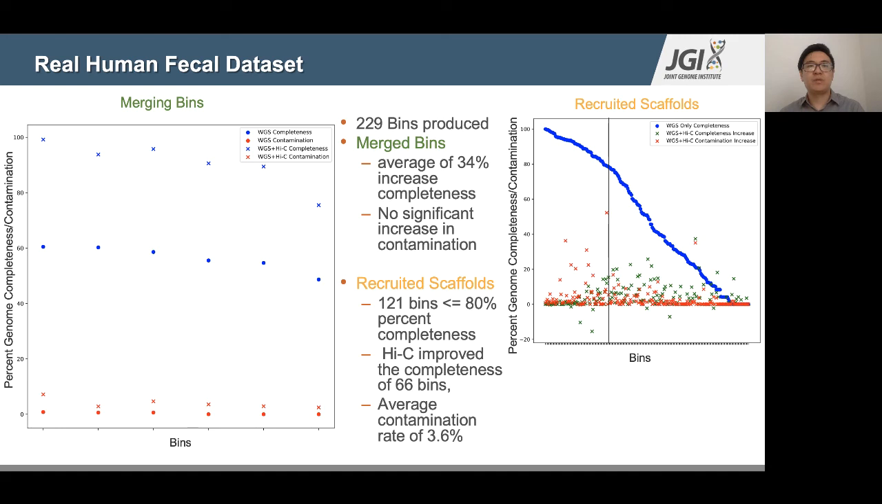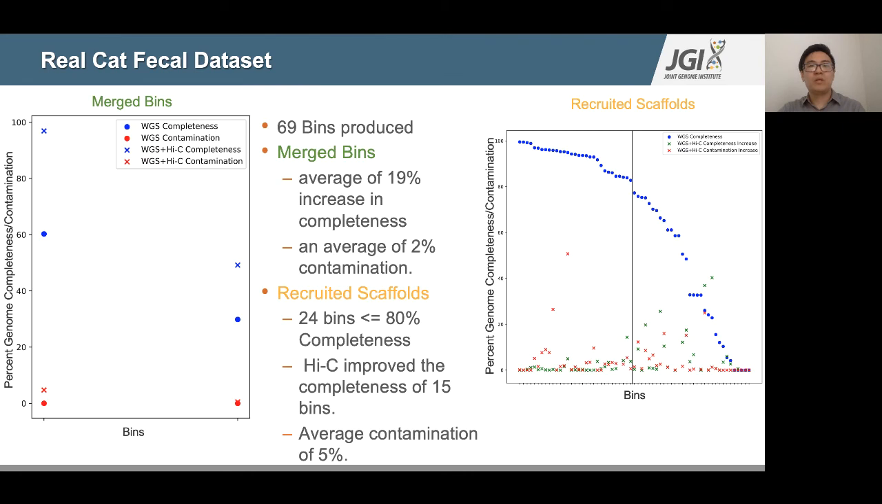Recruiting unbinned scaffolds increases both genome completeness and contamination. However, the effects of increased contamination are not as great in incomplete bins, or those bins that had originally less than 80% completeness. Of the 121 incomplete bins, Hi-C was able to improve the completeness of 66 bins while maintaining an average contamination rate of 3.6%. When we applied this to a cat fecal dataset, we were shown similar results.